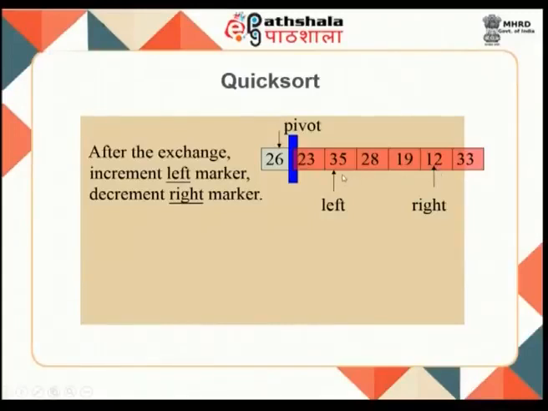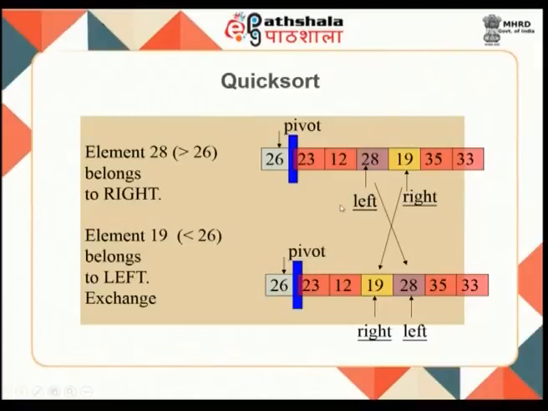Again you can see very well the left element 35 is actually greater than your pivot. That means it should go to the right group, and this number is lesser than 26. Therefore, it should go to the left group. So unfortunately, this order is not maintained. Therefore, we are again swapping.